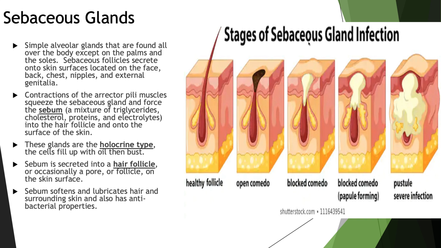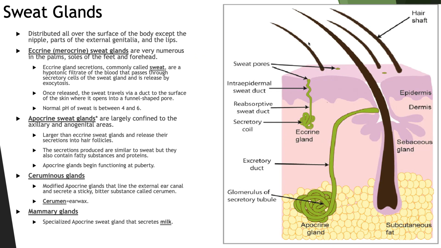Sebum is secreted onto the hair follicle or occasionally onto a pore onto the skin surface, and helps to soften and lubricate the hair and the surrounding skin, and also has some antibacterial properties. In addition to sebaceous glands, you have sweat glands, which are distributed all over the body surfaces except for the nipple, parts of the external genitalia, and the lips. You have several different types of sweat glands. You have your eccrine sweat glands, which are the merocrine type, and these are very numerous in the palms, soles of the feet, and the forehead.